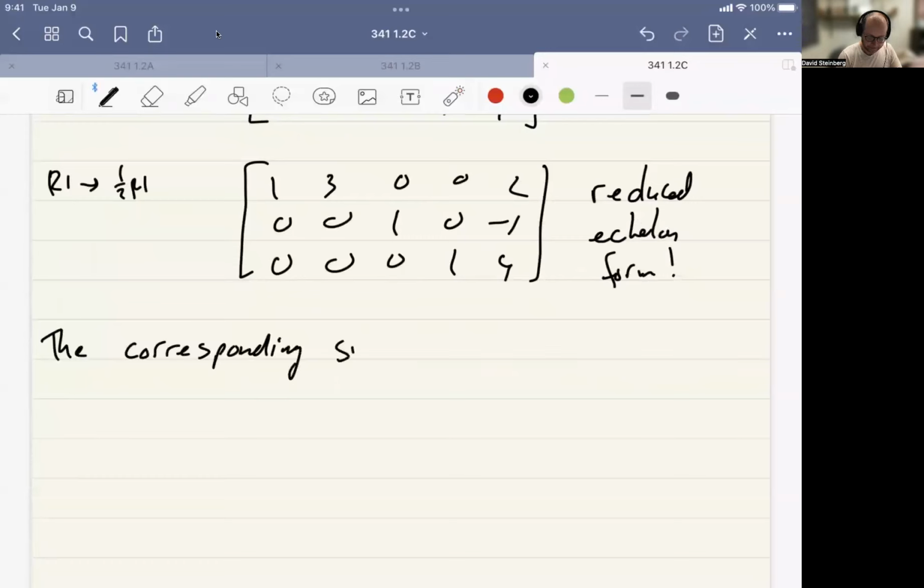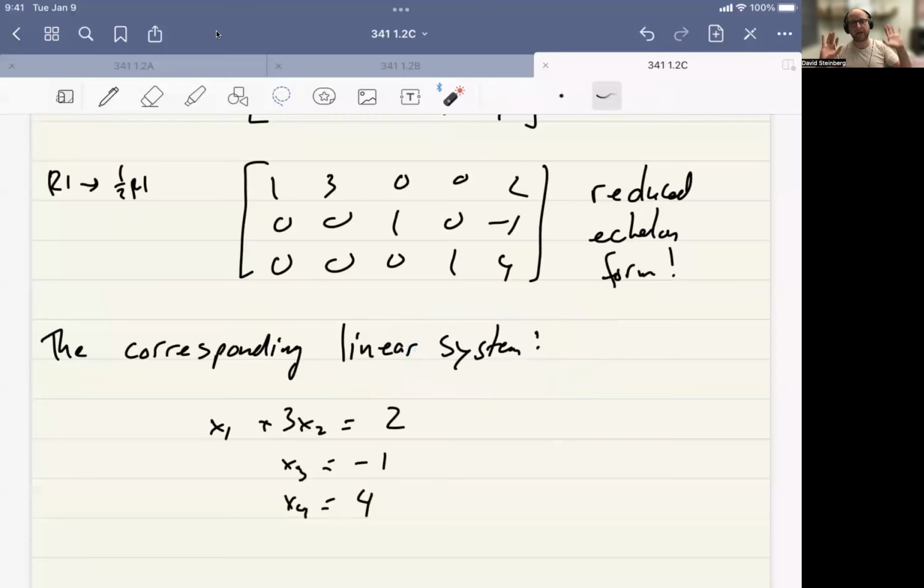linear system. Corresponding linear system is exactly what? It'll be x1 plus 3x2 is equal to 2, x3 is equal to -1, and x4 is equal to 4. So, okay, it isn't just, here's exactly the solution, but it's very close to that. It's saying we know exactly what x3 and x4 are. And if we know what x2 is, then we know what x1 has to be too. But in particular, it's not giving any restrictions on what x2 is.